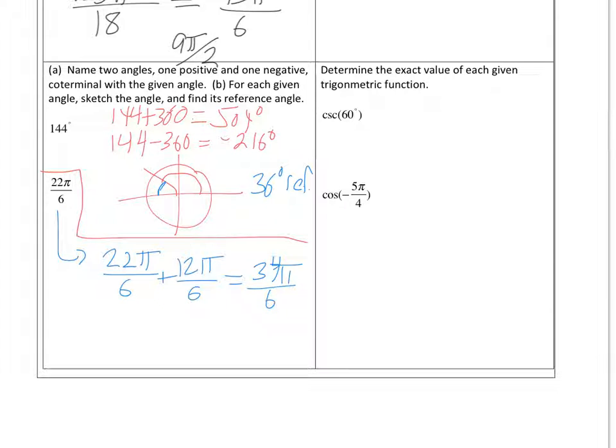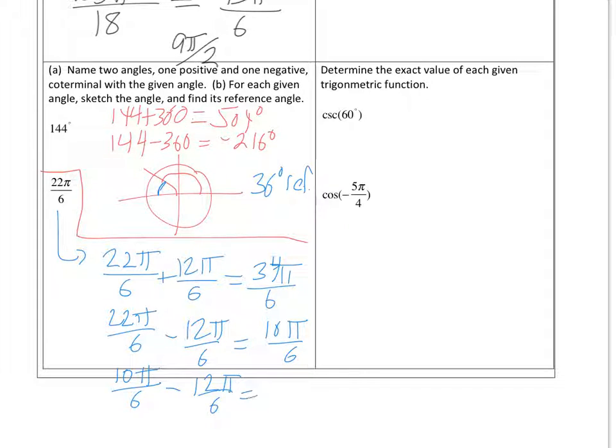Going the other way, we got 22 pi over 6 minus 2 pi, or minus 12 pi over 6, and that's going to be 10 pi over 6, but that's not a negative number, so we have to do this again because we're not in negatives yet. So 10 pi over 6 minus 12 pi over 6 is equal to negative 2 pi over 6, or negative pi over 3. That one we had to go twice because we didn't quite have enough to make that happen.